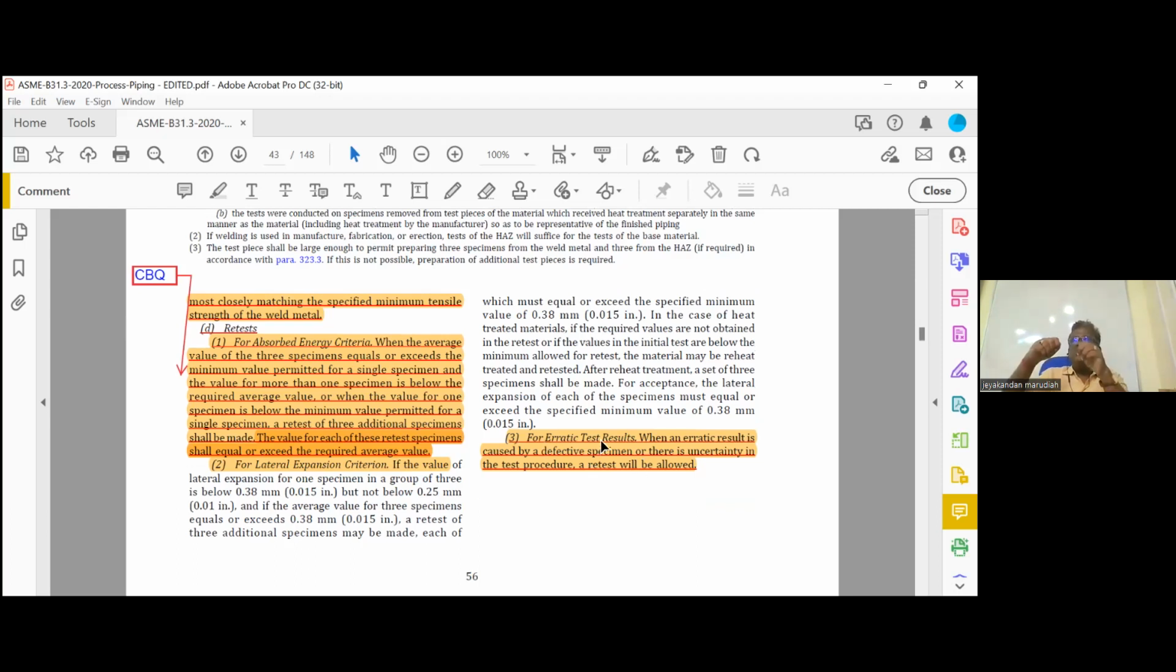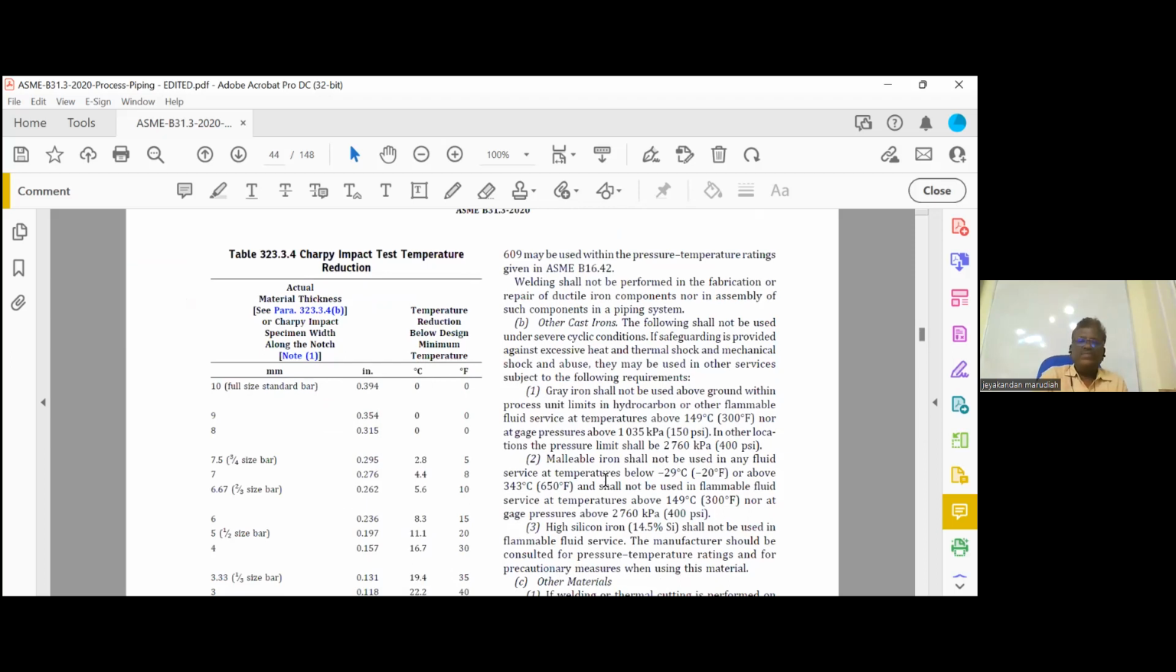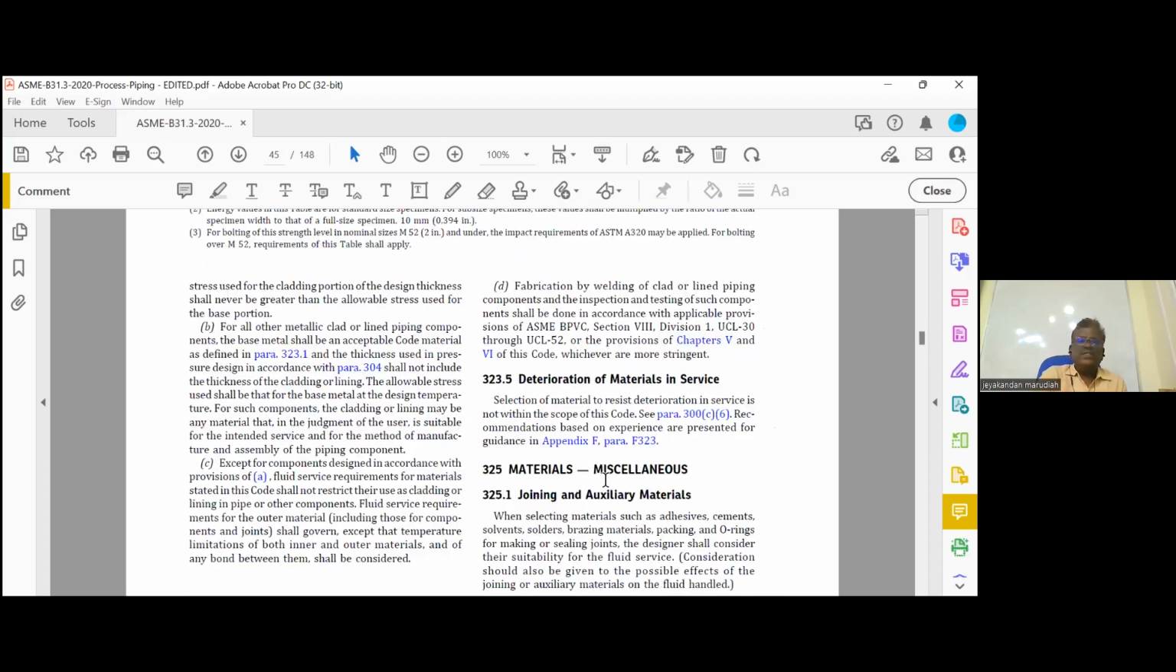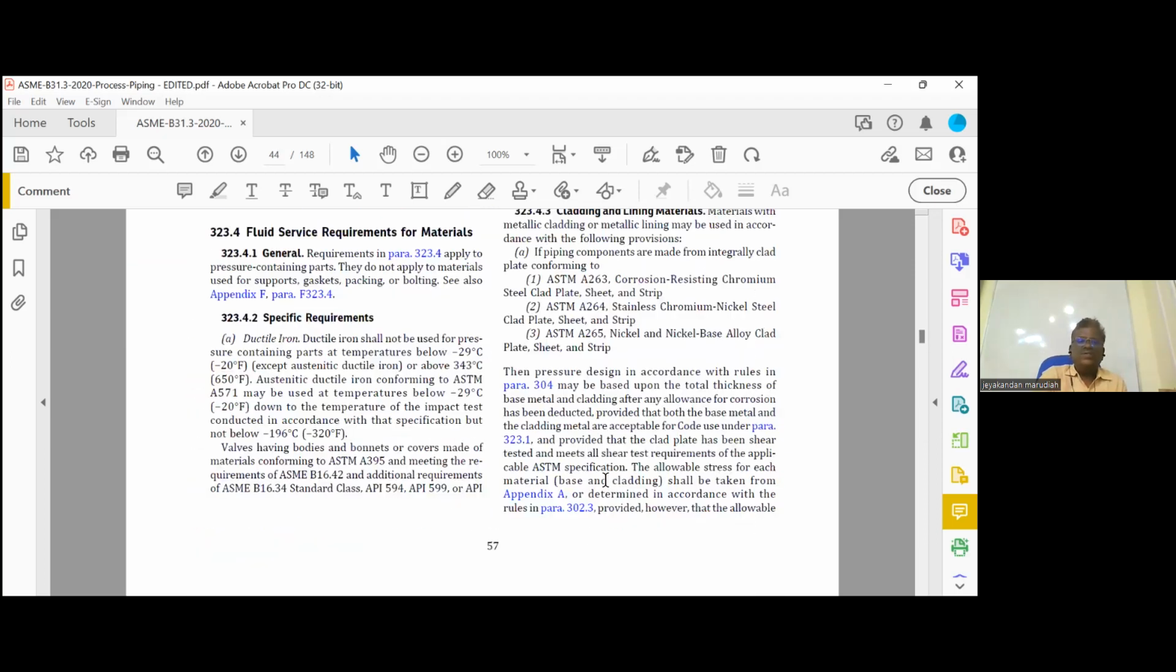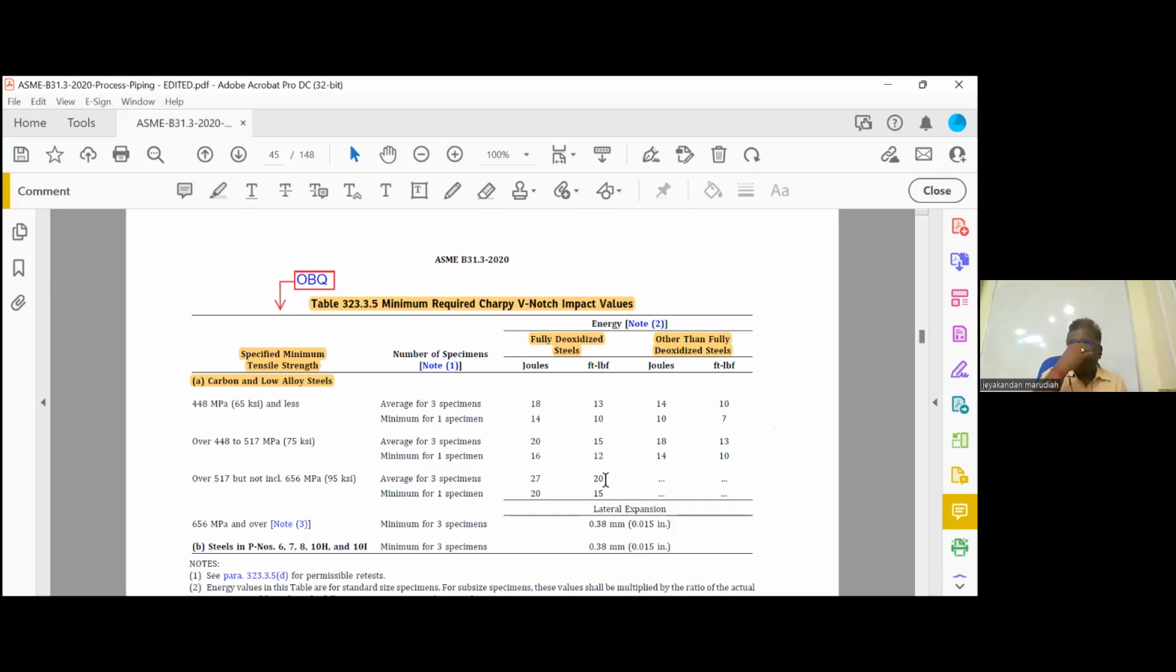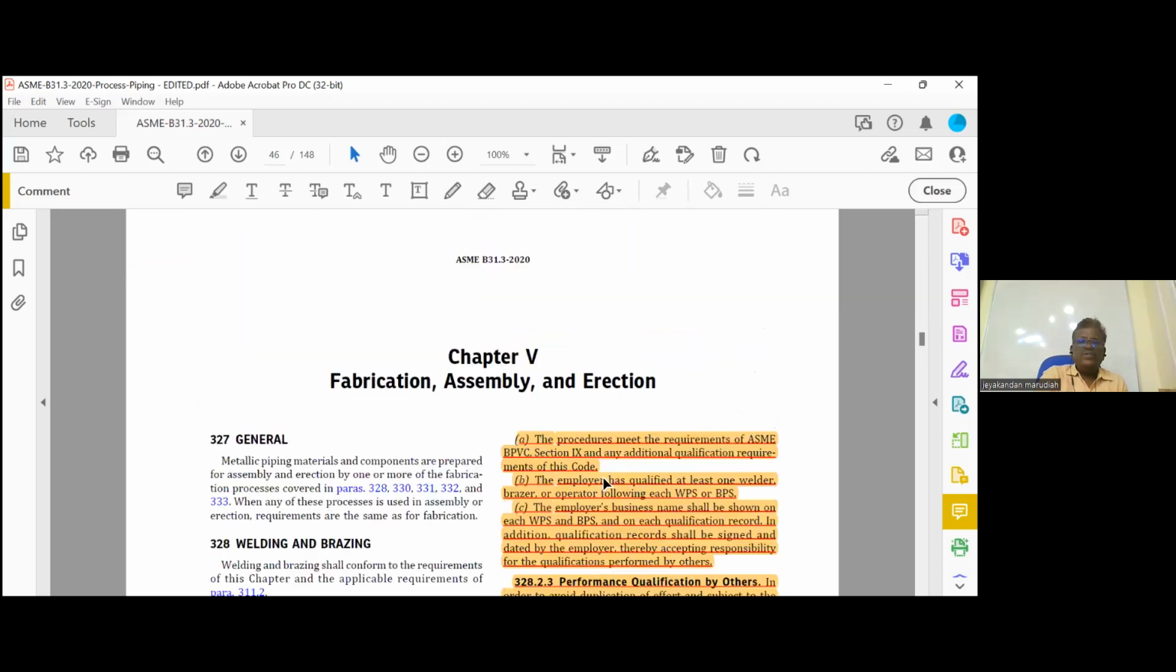Then highlight the erratic results. Suppose when you do the impact test, there is a mistake in the specimen preparation, you can retest it. When an erratic result is caused by a defective specimen or there is uncertainty in the test procedure, a retest will be allowed. Under this, the table we already know, page number 58, mark it as open book. That's all.